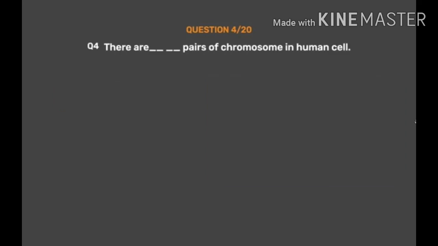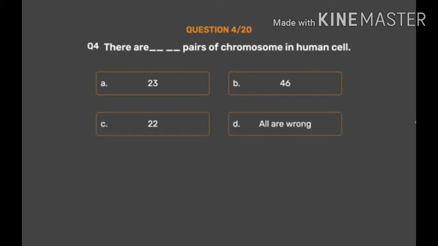Question number 4. There are blank pairs of chromosomes in a human cell. Option A, 23. Option B, 46. Option C, 22. Option D, all are wrong.